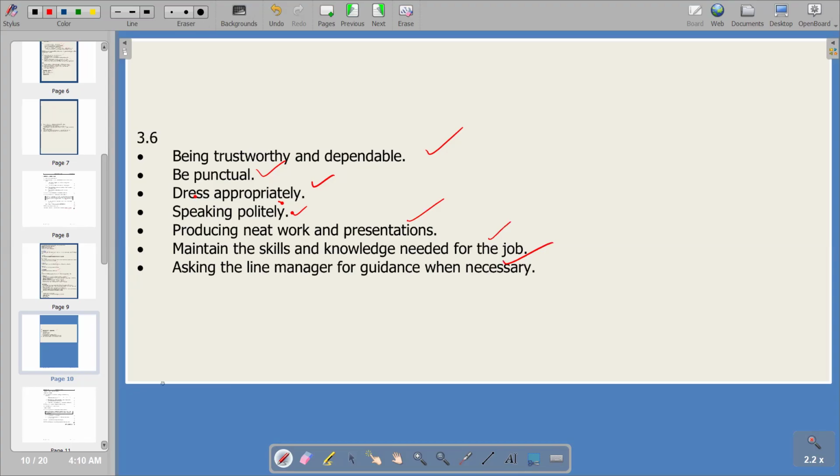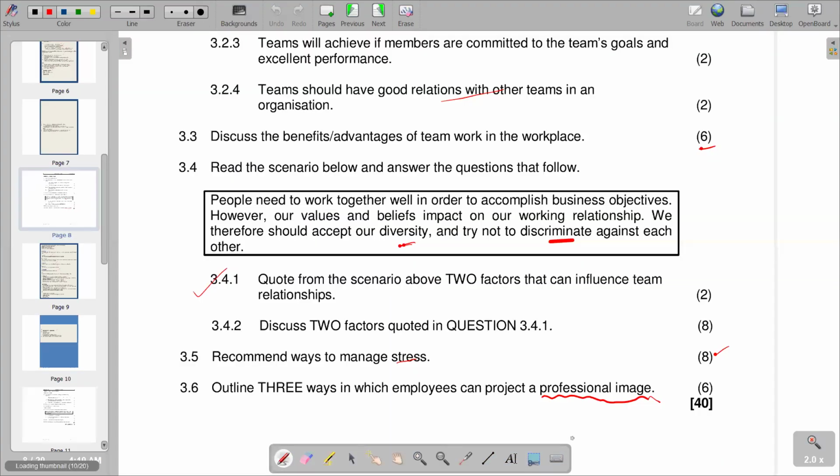So remember, we are saying that the question has 6 marks, so at least 3 points. 3 points can make you get your 6 marks. So this is what we've seen, that we've got 40 marks on this question. We go to the next question now. Obviously, this is going to be our question 4.